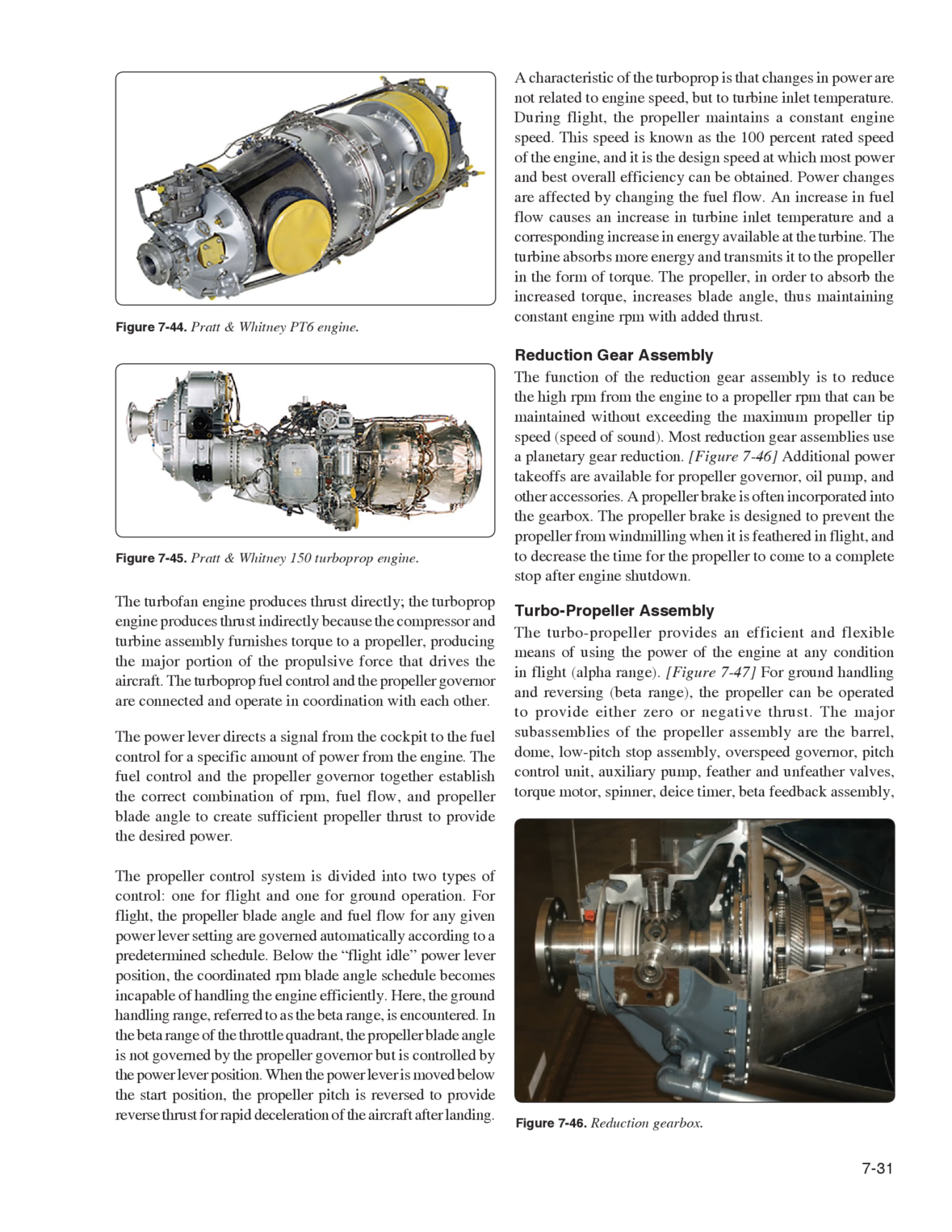The propeller control system is divided into two types of control, one for flight and one for ground operation. For flight, the propeller blade angle and fuel flow for any given power lever setting are governed automatically according to a predetermined schedule. Below the flight idle power lever position, the coordinated RPM blade angle schedule becomes incapable of handling the engine efficiently. Here, the ground handling range, referred to as the beta range, is encountered.